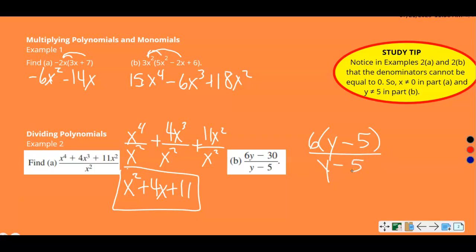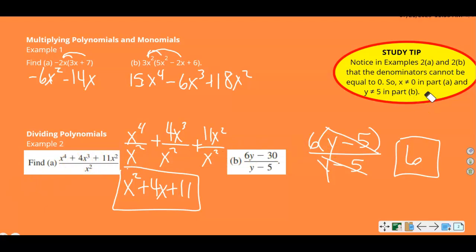The denominator, you don't have to change. The numerator I rewrote as 6 times y minus 5. Again, 6 times y is 6y, and 6 times negative 5 is negative 30. So these two expressions are the same. They're equivalent. I just wrote this in a different form. When I do that, I have y minus 5 divided by y minus 5, and that will cancel. And so this will just equal 6.